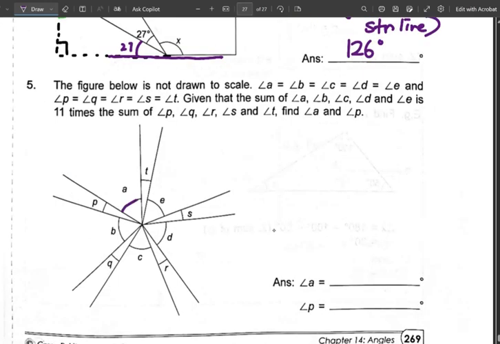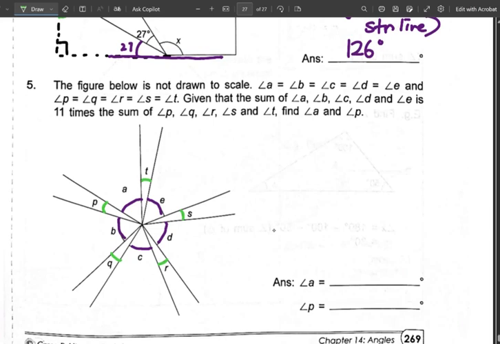126. A equals B equals C equals D equals E. Can you see the purple color? Yes or no? All right. Then the second one says P equals Q equals R equals S equals T. Make sense or don't make sense? Okay, one more time. A, B, C, D, E, the purple color, they are all equal to one another. They are all the same, basically.